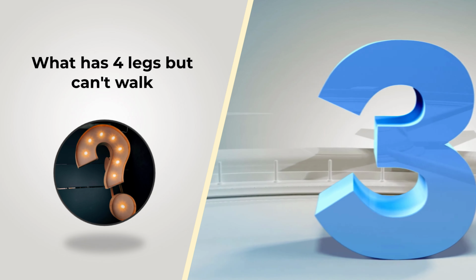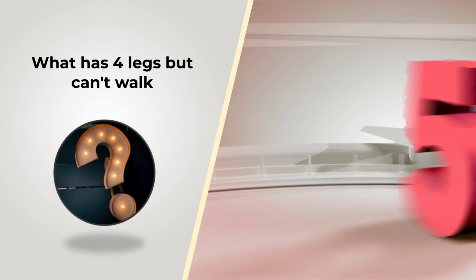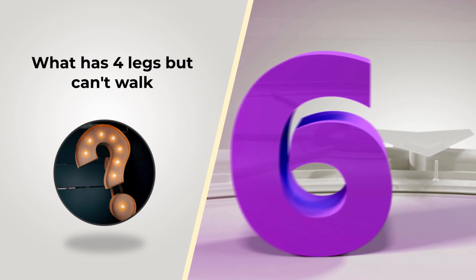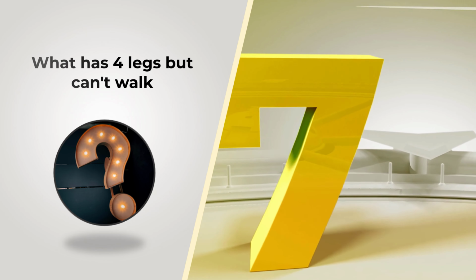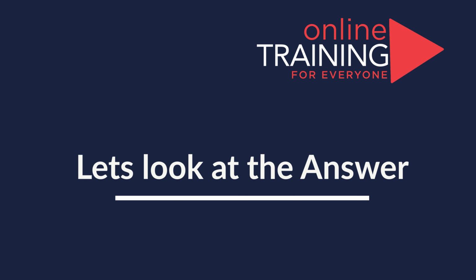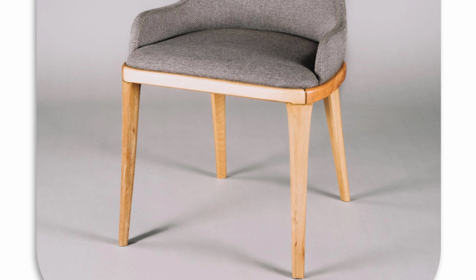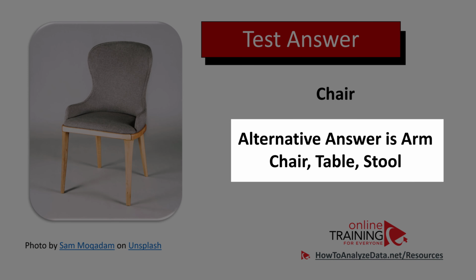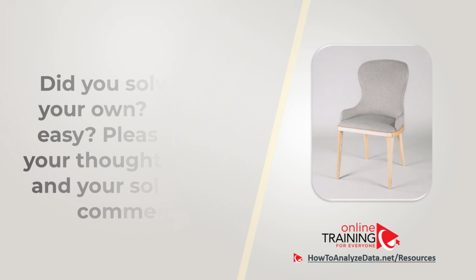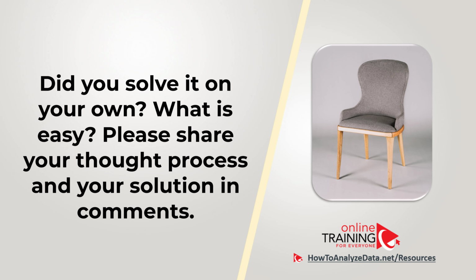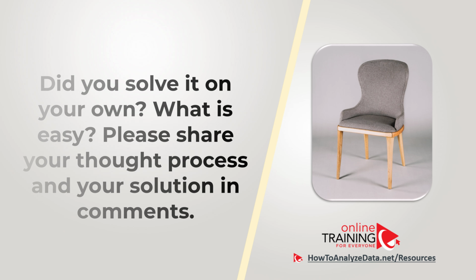Do you think you found the answer? Let me give you a quick hint. Think out of the box and think of not necessarily something that walks. Did you figure it out? Let's continue to see how we can solve this challenge and get to the correct solution together. As you might have figured, the answer is chair, and the alternative answer could be armchair, table, or stool. Hopefully you figured it out on your own and now know how to answer similar problems in the test.